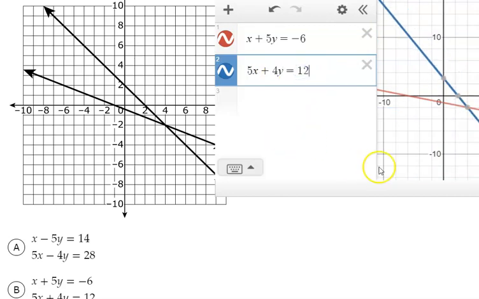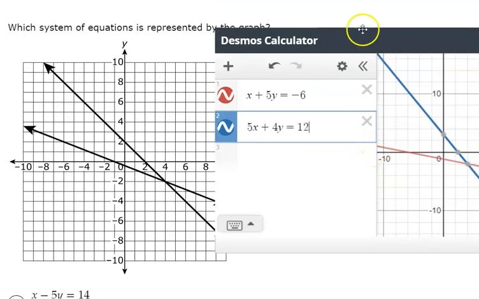And then let's see, for answer choice B, we have 5x plus 4y equals 12. All right, so we've typed two new lines. Now this one looks very similar. Let's see if it's actually the same one though.